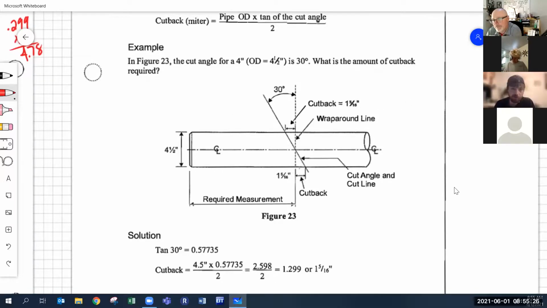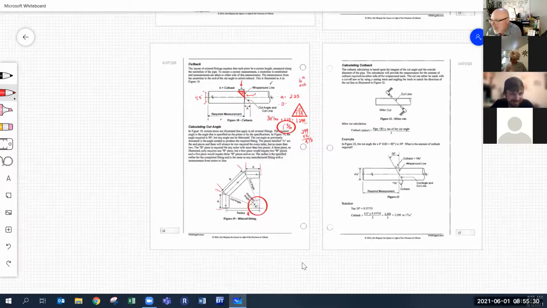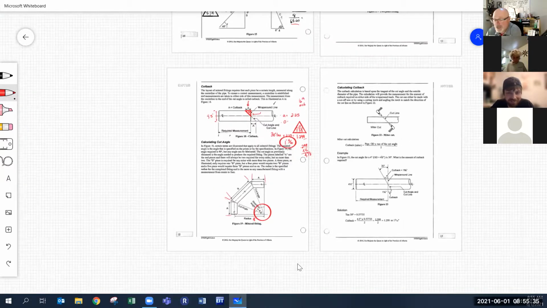Could you imagine doing that with ABS fittings? No. Because you can't butt weld ABS, right? You can try. No, I would not suggest that.